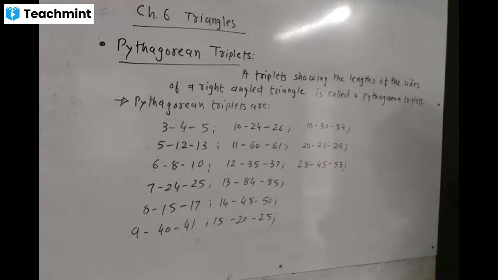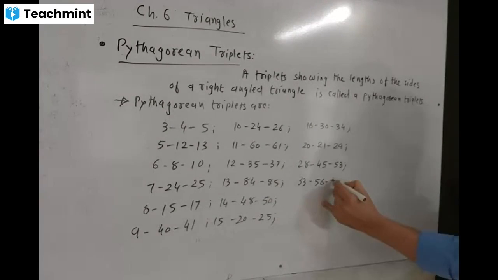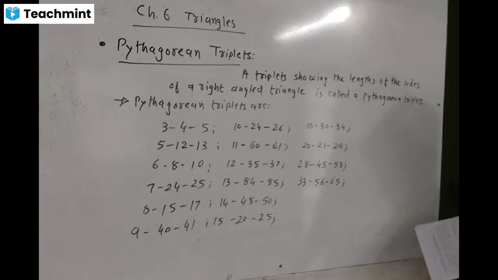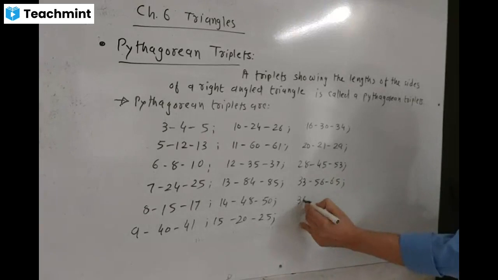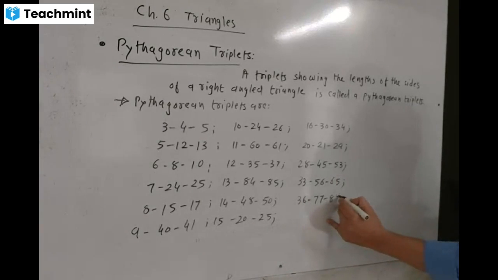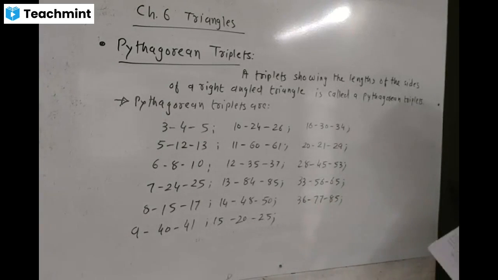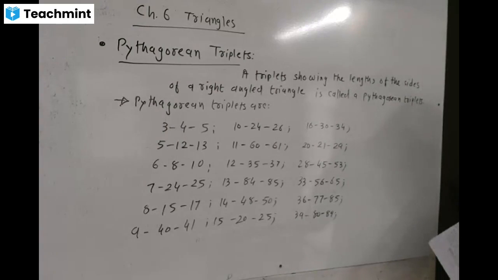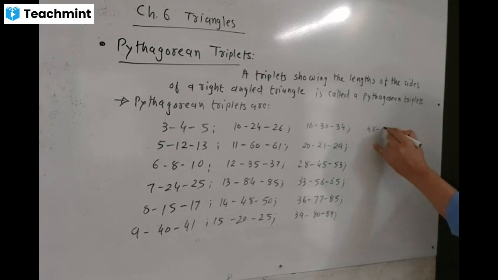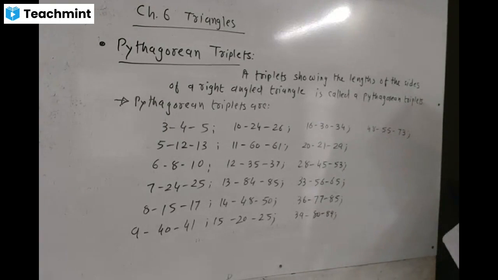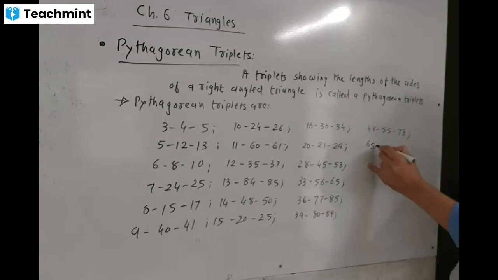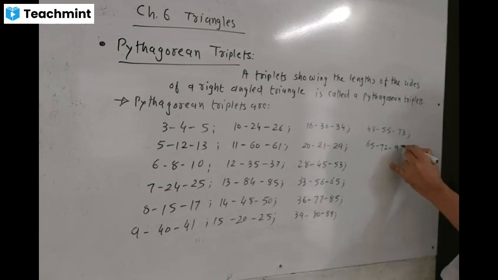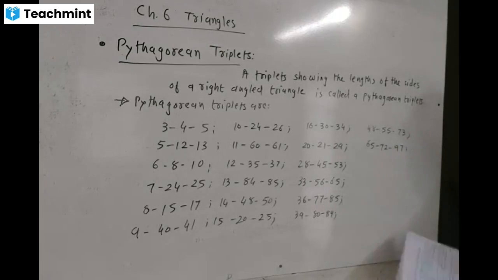33 square plus 56 square is equal to 65 square. 36 square plus 77 square is equal to 85 square. 39 square plus 80 square is equal to 89 square. 48 square plus 55 square is equal to 73 square. And 65 square plus 72 square is equal to 97 square.